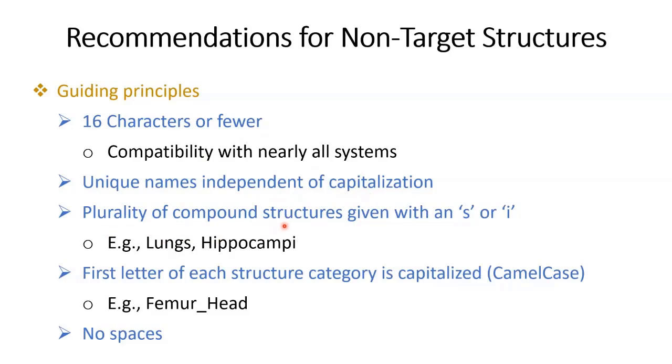Plurality of compound structures given with an S or I. Example, lungs, hypo combine. So anything that ends with S or I and you would like to make a plural, so you just say hypo combine and lungs and so on. First letter of each structure category is capitalized and you use camel case. This is in programming, we use camel case. The first letter of each word is capitalized with no spaces. Example, femur head, and no spaces.